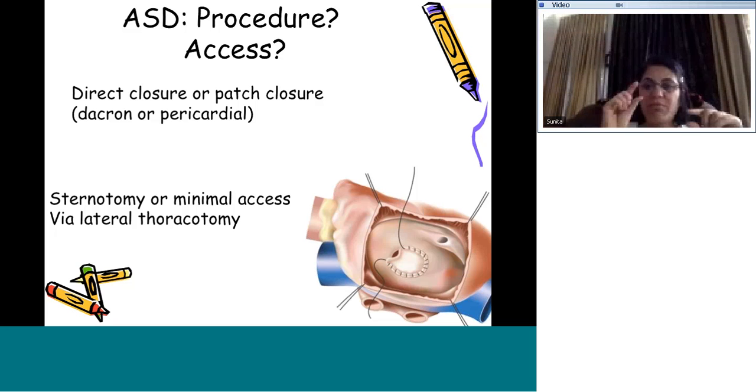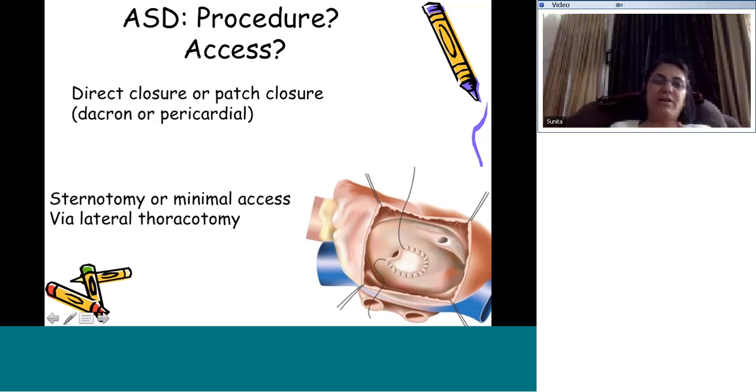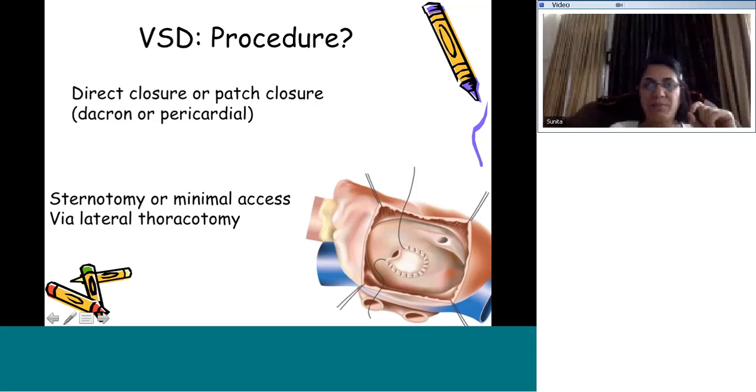Nowadays we do something which is called mini sternotomy. It's good to talk to your surgeon about it. Not all surgeons are able to do the lateral thoracotomy. But you can do the sternotomy through a small incision, so that for girls, when you wear a blouse, you don't see the sternotomy incision high up. So mini sternotomy or lateral thoracotomy for having smaller incisions.